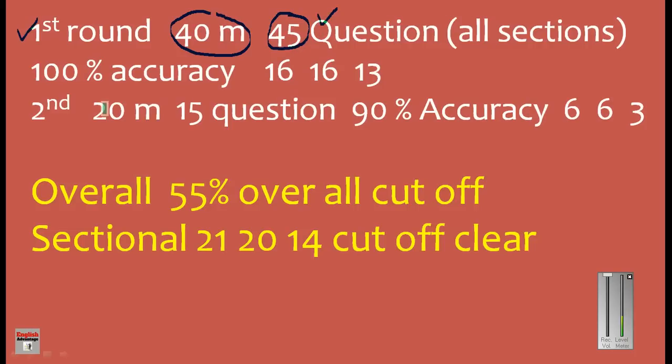Now in the second round, which will be of 20 minutes roughly speaking, you can solve the 15 questions that you are 90% sure about. So if you apply this strategy, you can score 55% overall, and you can score 21, 20 and 14 in reasoning, maths and English respectively. So your overall and sectional cutoff will be cleared by applying this strategy.